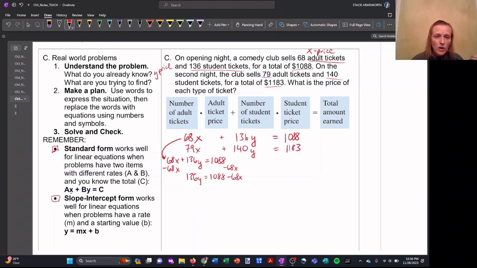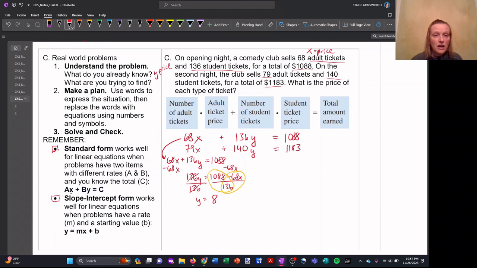And now to get y all by itself, I need to divide by 136, divide by 136, and that gives me y equals... We talked about this in the previous video, how important it is, when you divide an addition or subtraction problem by a number, to use the distributive property. Be sure you divide all parts of the addition or subtraction problem by your number. 1088 divided by 136 is 8.